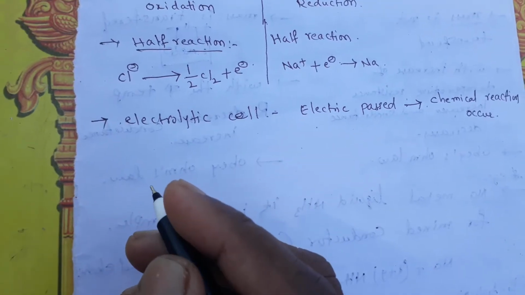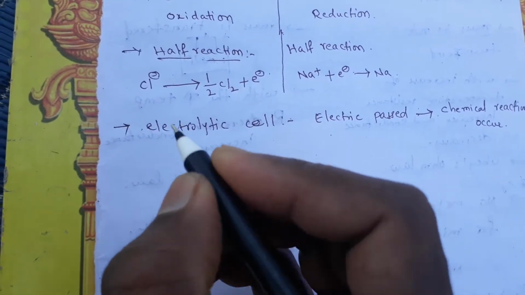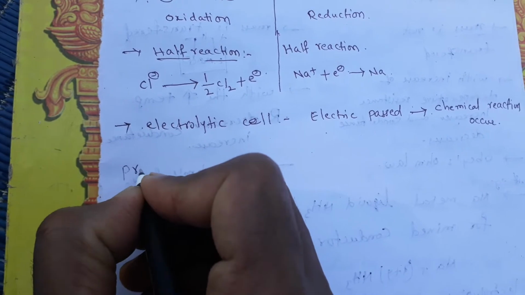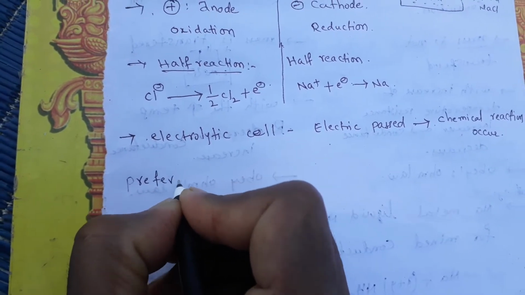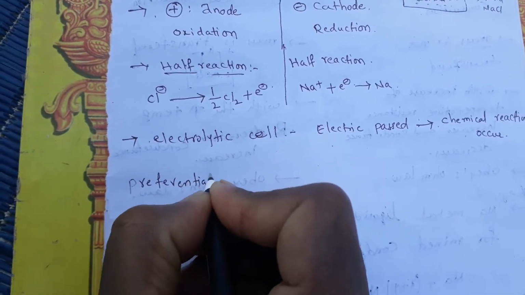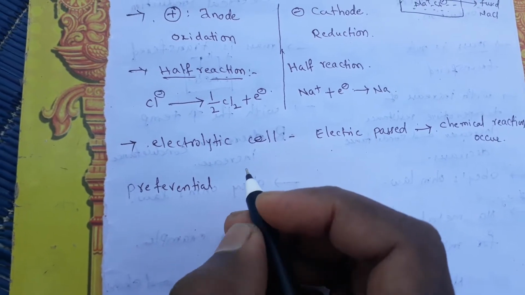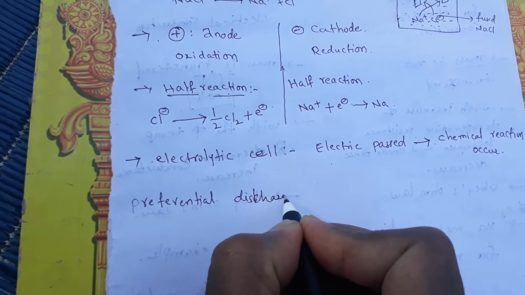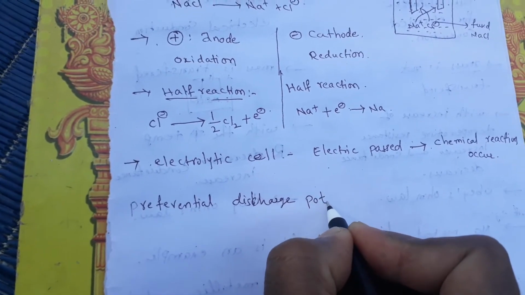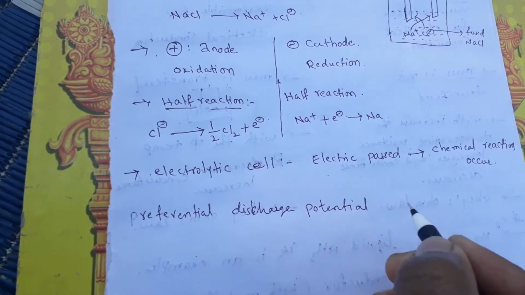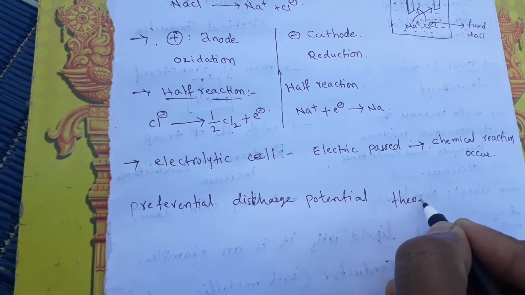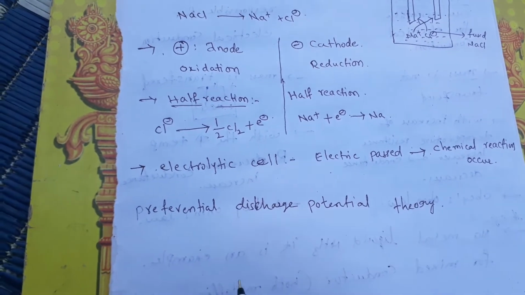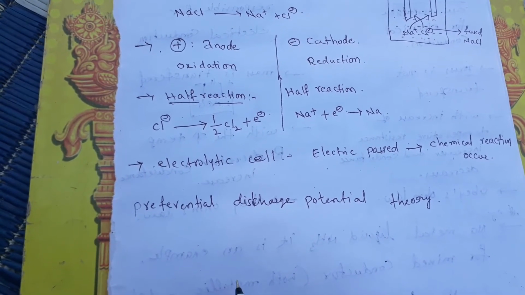Another concept in electrolysis is the preferential discharge potential theory. What is the meaning of the discharge potential theory?